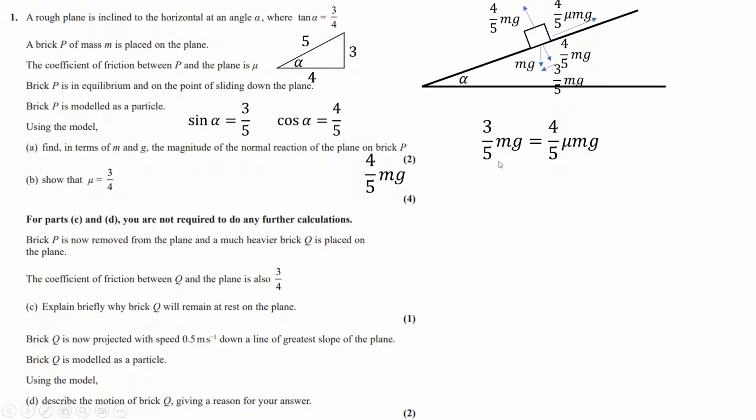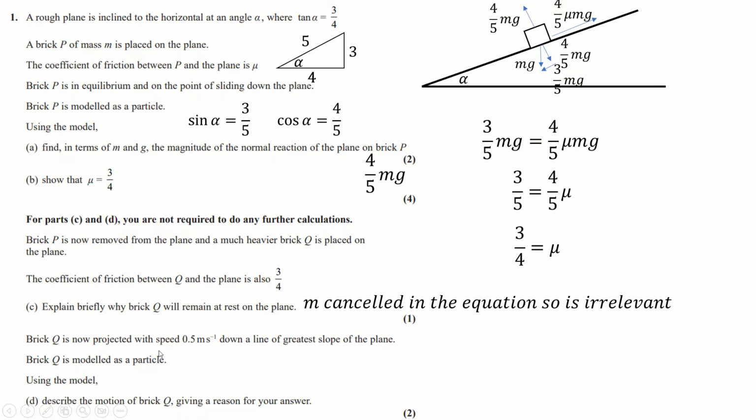We can obviously cancel the 5s, cancel the mg's, and you get 3 equals 4 mu, which you divide to get 3/4 equals mu. Good. Next bit, not supposed to do any more calculations, fine. Brick B is removed and a heavier brick is placed on the table. Explain why Q remains in place. Do you see this bit where you cancelled the m's here? That means the m's don't matter. So when you put a much heavier brick on here, it's definitely not going to matter.